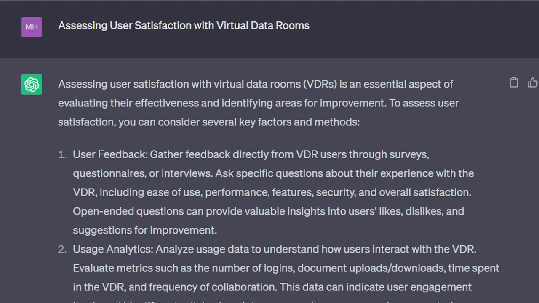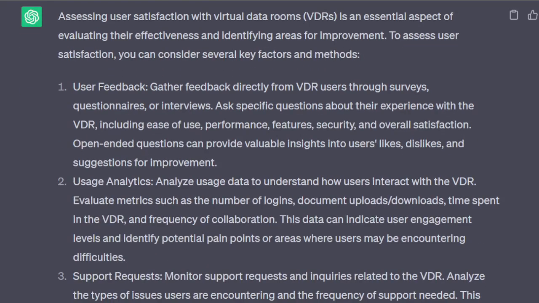Today we will discuss assessing user satisfaction with virtual data rooms. Assessing user satisfaction with virtual data rooms (VDR) is an essential aspect of evaluating their effectiveness and identifying improvements. To assess user satisfaction, you can consider several key factors and methods.